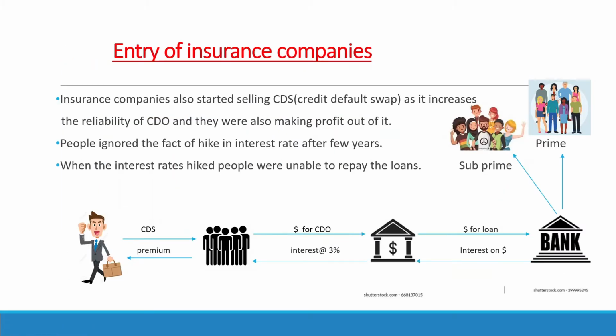So now moving ahead, the entry of insurance companies. As everyone was making profit, insurance companies also came into the game. The insurance companies also started selling CDS, which stands for credit default swap, as it increases the reliability of CDOs, and they were also making profit out of it. Everyone was making profit: subprime customers, prime customers, banks, investment bankers, and common people. This represents the insurance companies, which also came into the game.